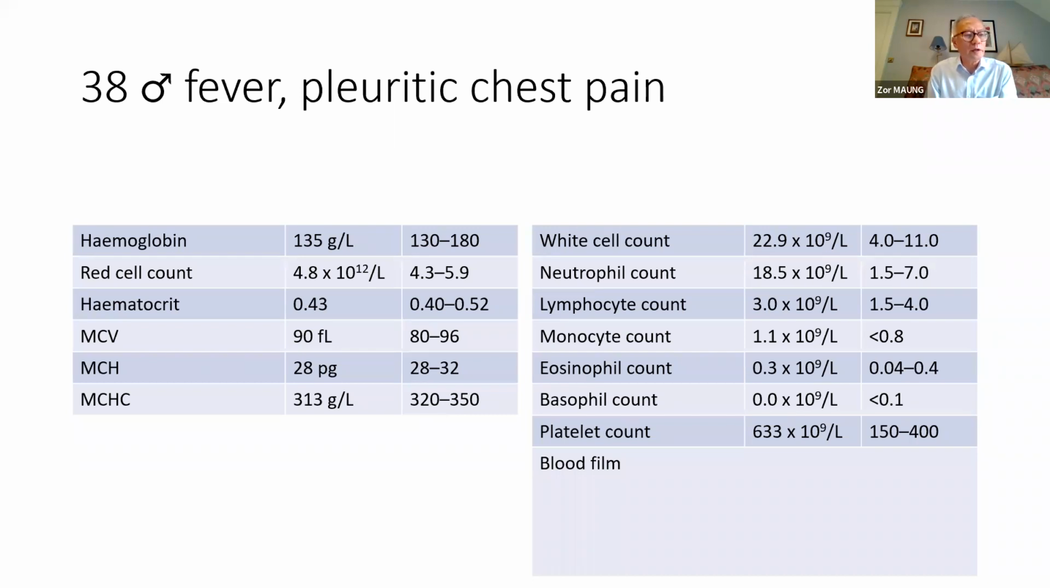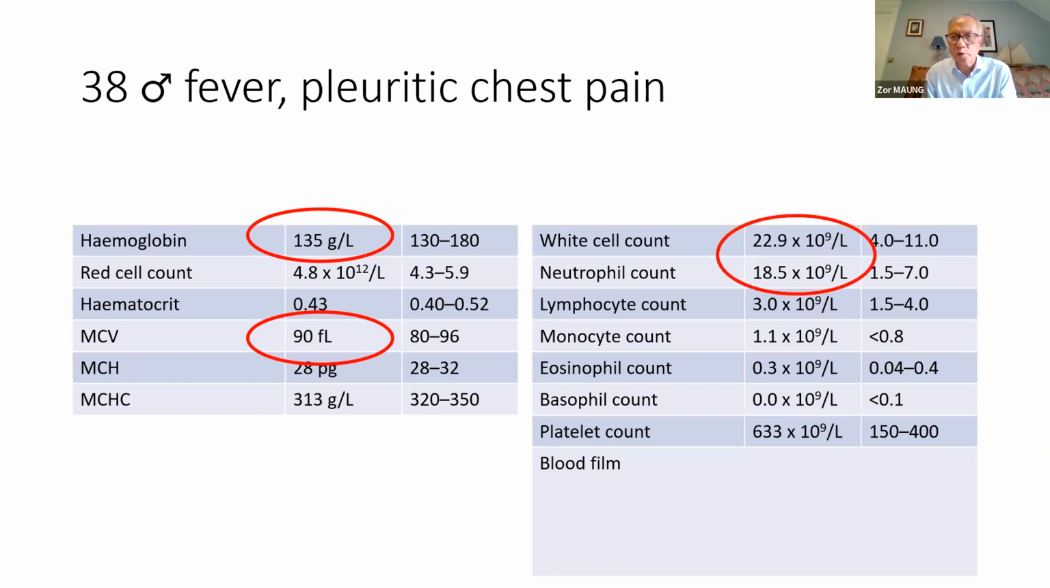Another scenario, a 38-year-old man with a fever and pleuritic chest pain. The MCV is normal. The white cell count is raised, leukocytosis. And if the white cell count is raised, then look at the differential. So the neutrophil count is raised, neutrophilia, and the platelet count is raised. So this is a typical feature you see in community-acquired pneumonia, bacterial pneumonia, where the white cell count is raised and neutrophil count is raised.